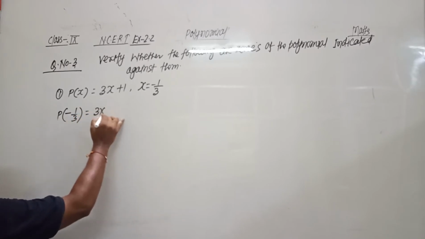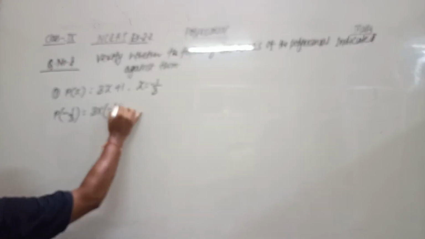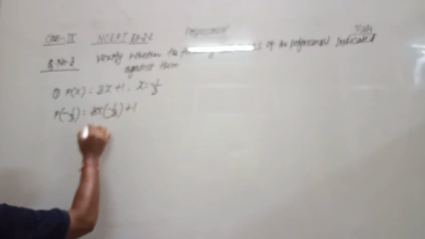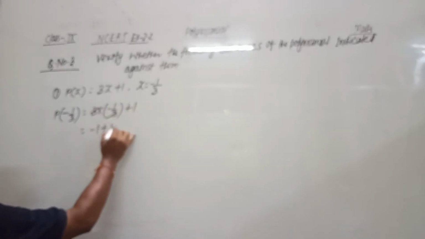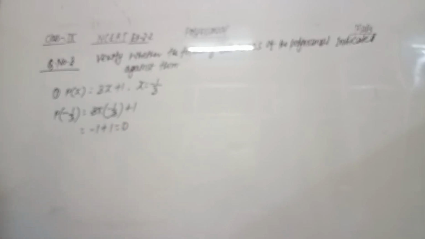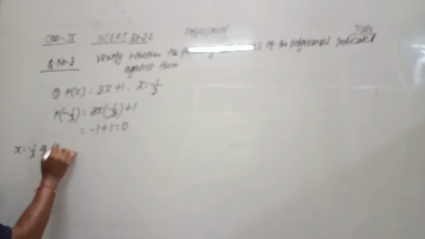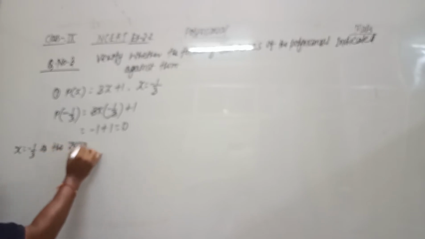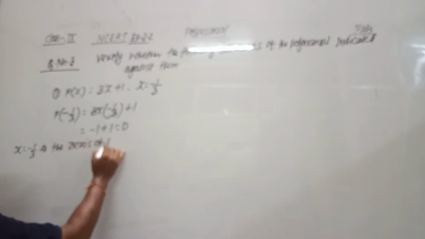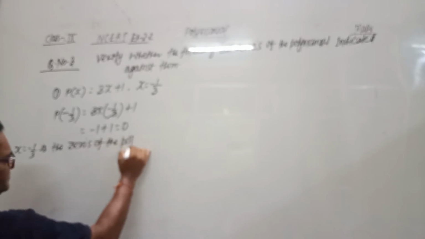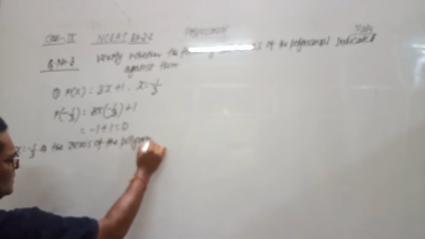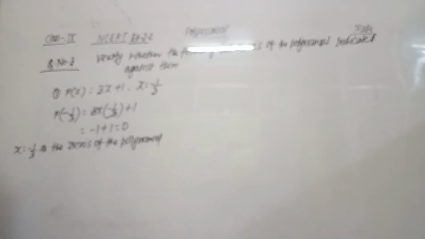So 3 into minus 1 by 3 plus 1. The 3 and 3 get cancelled, so it becomes minus 1 plus 1 equals 0. The result comes to be 0, so we can say that x equals minus 1 by 3 is a zero of the polynomial.